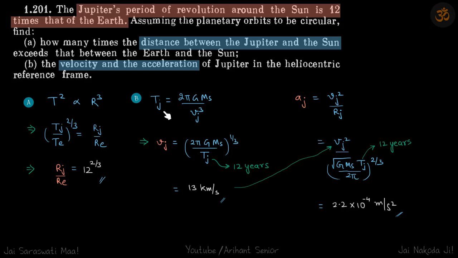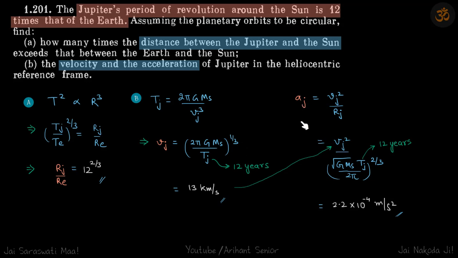So we already know the relation between time period and velocity, and they have given the time period, so we can directly find velocity from just cross multiplying it. So here we put the Tj as 12 years, and these are all constants which we need to put. We will get our answer.